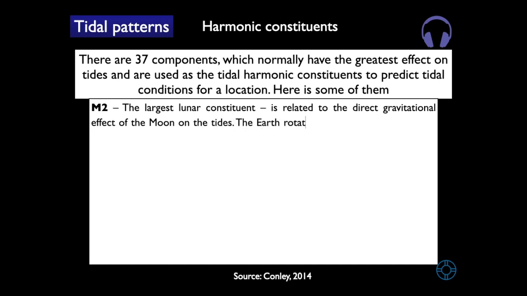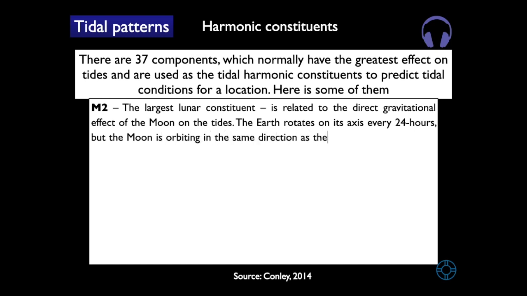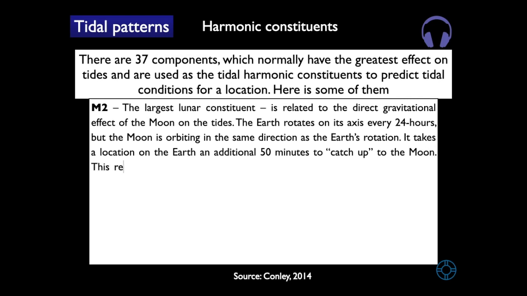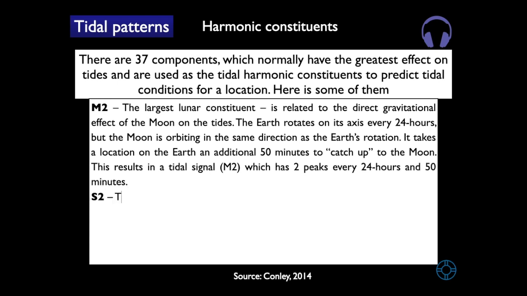The Earth rotates on its axis every 24 hours, but the Moon is orbiting in the same direction as the Earth's rotation. It takes a location on the Earth an additional 50 minutes to catch up to the Moon. This results in a tidal signal, M2, which has two peaks every 24 hours and 50 minutes.